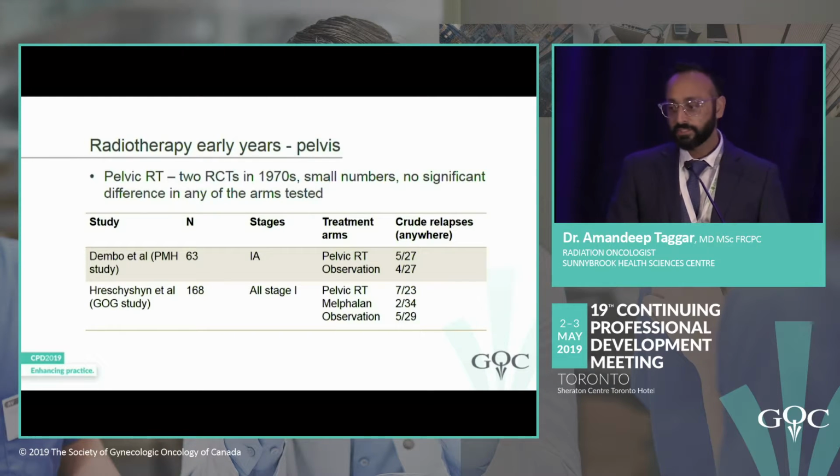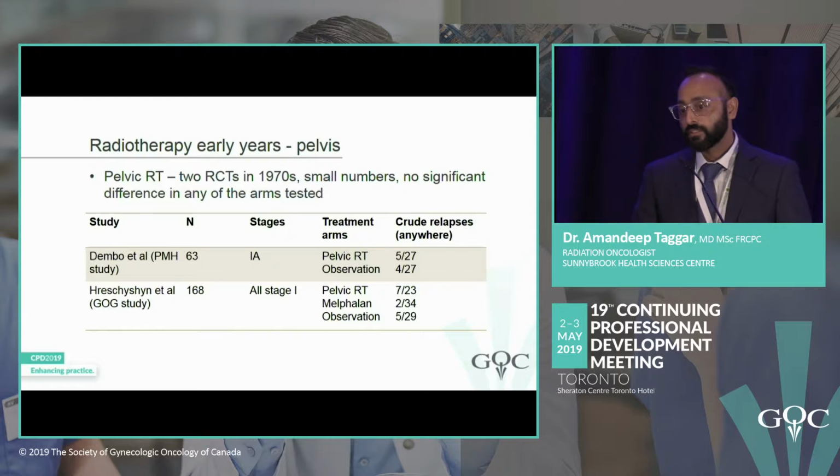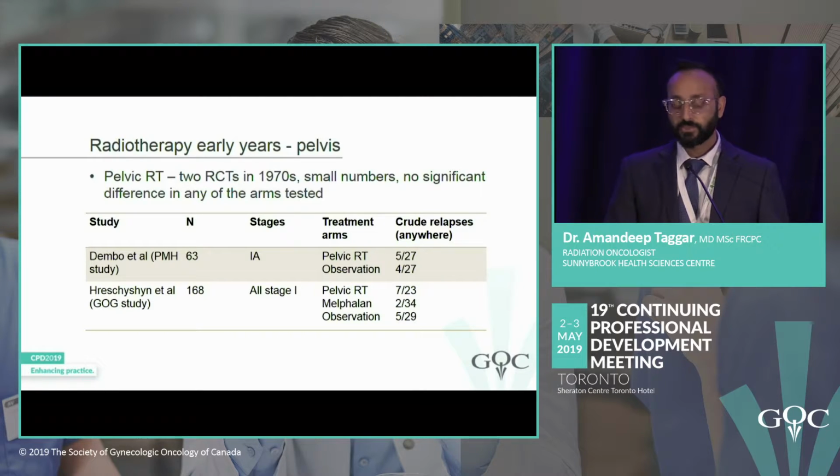At the same time, the GOG group also did a randomized trial where they randomized these women to either pelvic radiotherapy, or the standard of care chemotherapy at that time, which was melphalan, or just observation. All the patients were early stage, stage 1A. There was no difference between patients who received any kind of treatment and those who were just observed, which formed the basis that in very early ovarian cancer with appropriate debulking, you don't really need to give any adjuvant treatment. And of course, we see that in clinic these days.